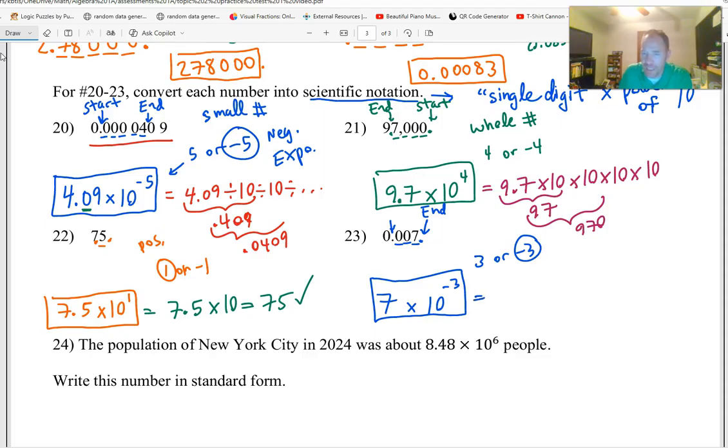And again, not a bad idea if you want to think to yourself, well, multiplying by a negative exponent is division. So 7 divided by 10 divided by 10 divided by 10, that's going to get you smaller and smaller results. 7 divided by 10 is 0.7. Divided by 10 again is 0.07. It's going to work out there. Okay. All right, let's move on to story problems where we're doing the same thing.